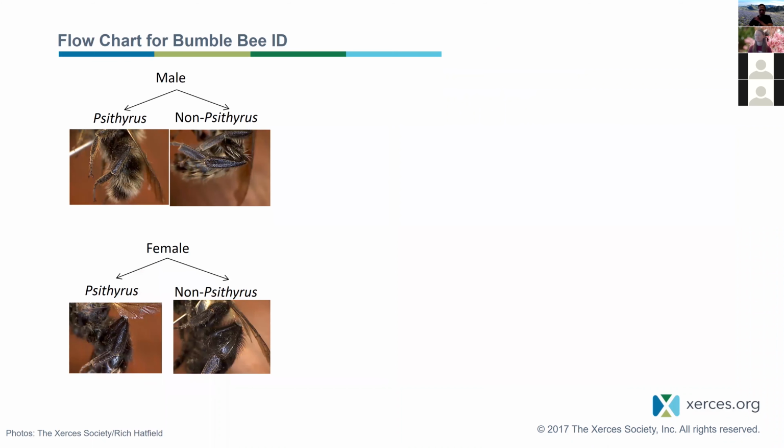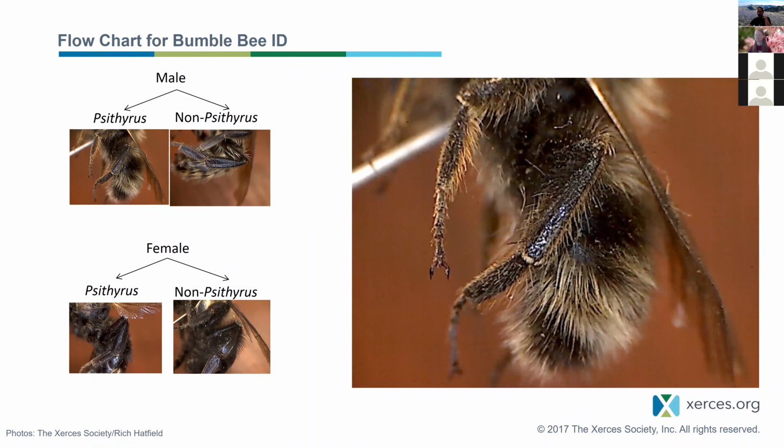And then once we've determined whether it's a male or a female, we're going to try to determine whether it's a cuckoo bumblebee or a true bumblebee. And we're going to do that by looking at the hind leg. So these are all close-ups of the hind leg of a bumblebee. This is a cuckoo male bumblebee.